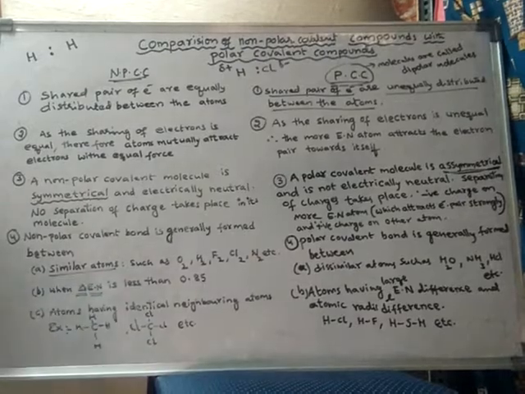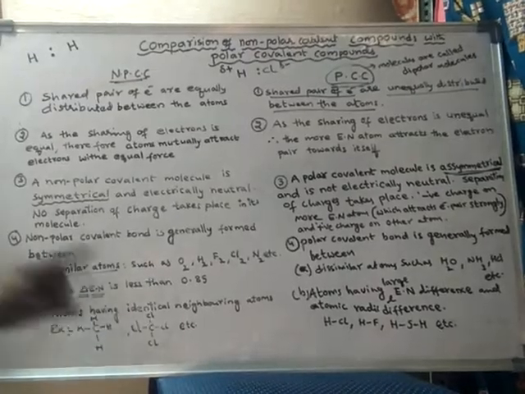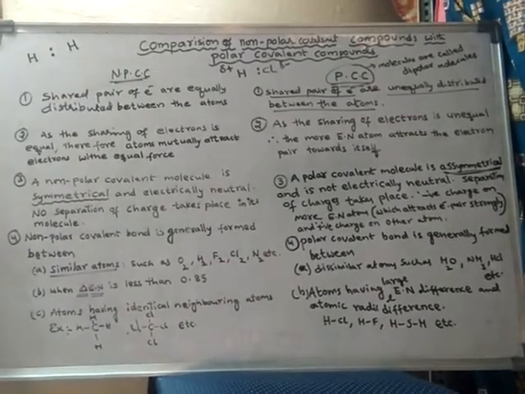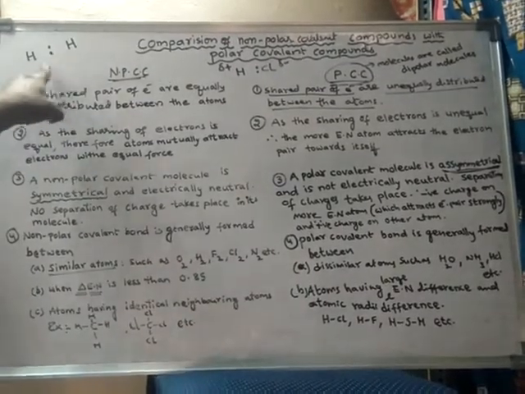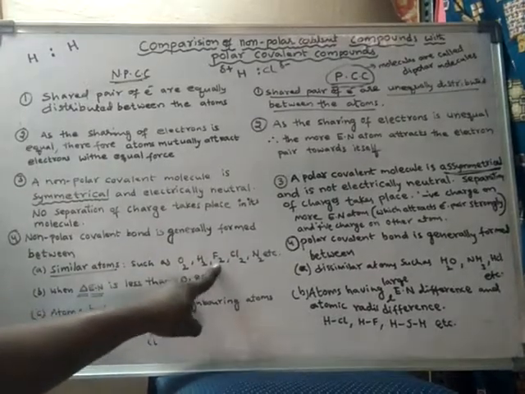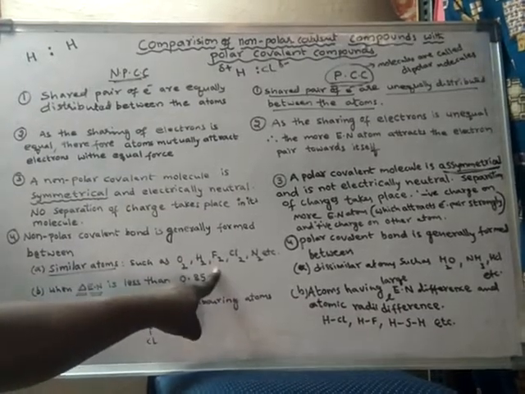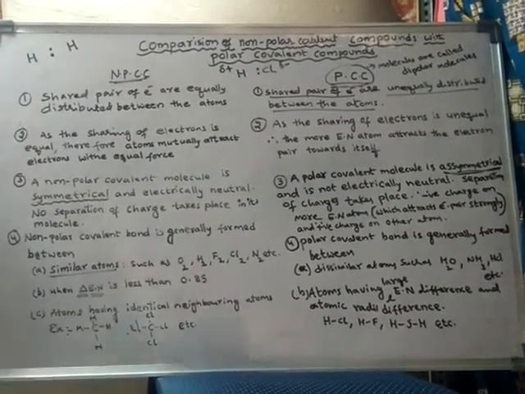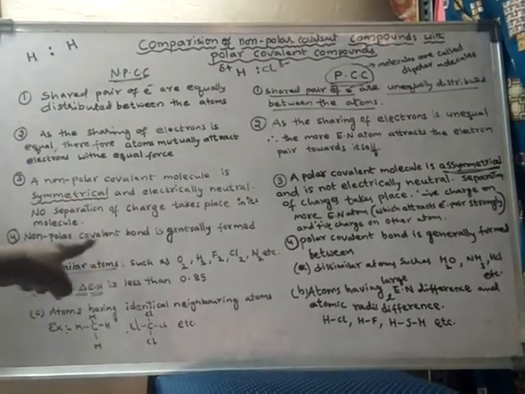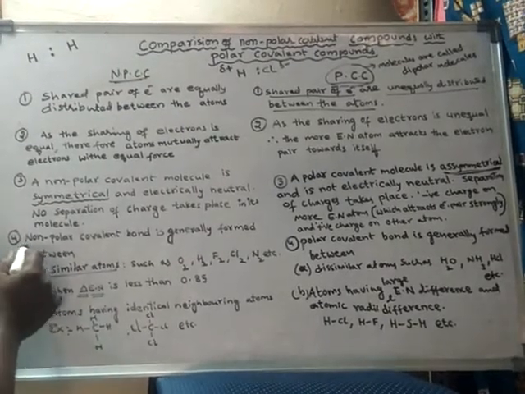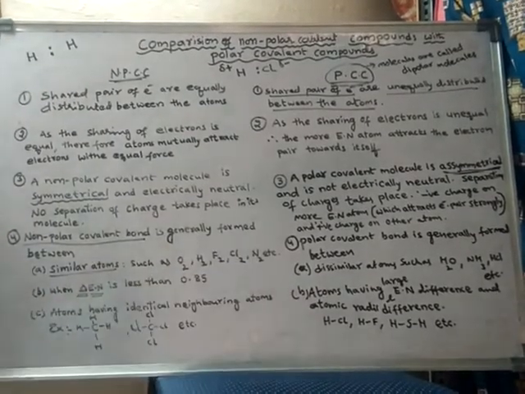Next, fourth point. Non-polar covalent bond is generally formed between similar atoms. So these are similar atoms, such as O2, H2. Here I have taken H2 as an example. F2, chlorine, between two chlorine atoms, between two nitrogen atoms, between two fluorine atoms, or between two hydrogen atoms, or between two oxygen atoms. That means between two similar atoms, generally a non-polar covalent bond is formed.